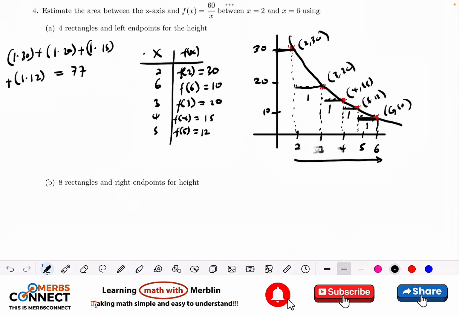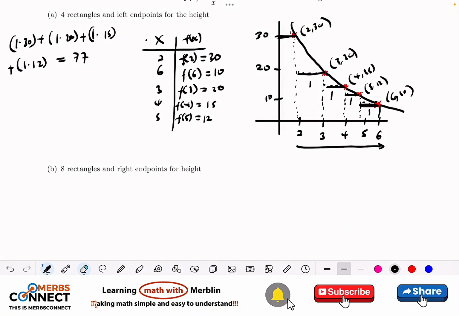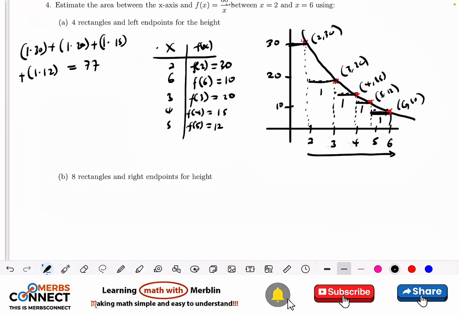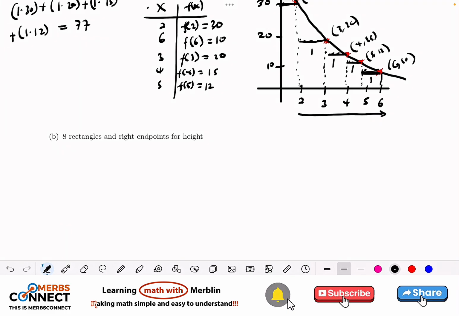Now let's look at the next one. So the next one, we are going to divide the rectangle into 8, and then that one we are going to go with the right-ended, right? So same thing, we need to sketch. So we need to do a lot of sketching. So we have f of x, and then we have our x again.